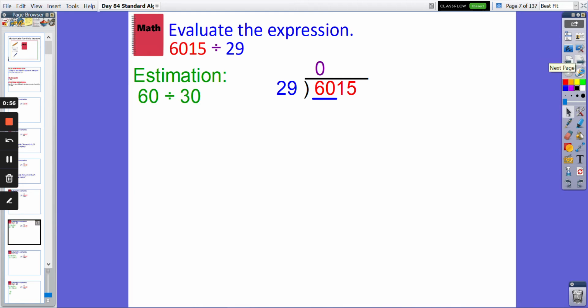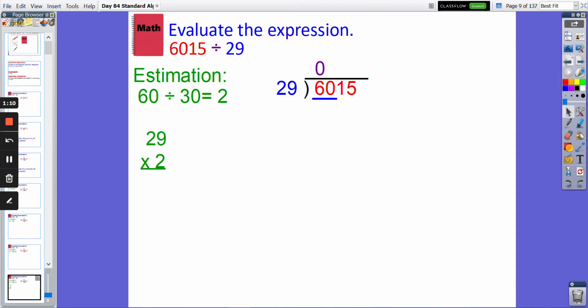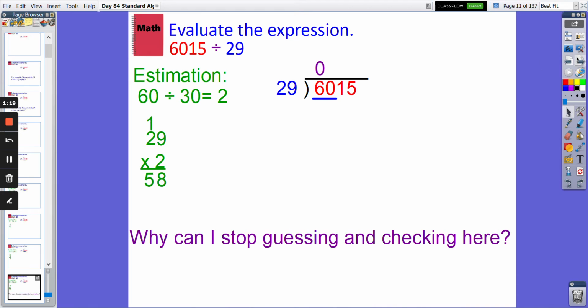So let's start with our divisor, turn that into 30, and let's think of a number. 60 actually already goes, they divide evenly. So 60 divided by 30 is 2. So we're going to start our guess and check with 2. Estimation helps us figure out where to start our guess and check. So 29 times 2 equals 58. Can we stop guessing and checking there? Yeah, we can, because we know if we do 29 one more time, it's going to be way over 60.